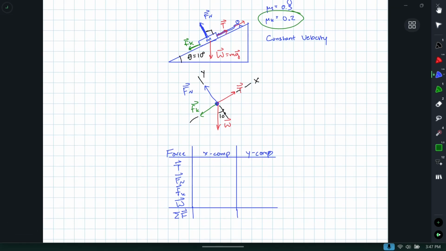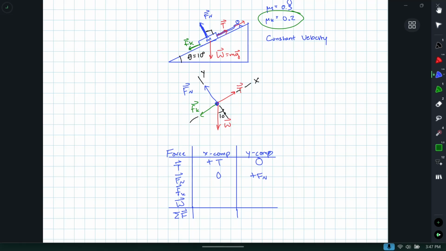Tension is along the x-axis, so it has a positive x component. It has no y component to it. It's pointing purely along the x, so all of it is along the x. I don't need a sine or cosine here. All right, normal force is similar, but all of it is along the y-axis. None of it is along the x.